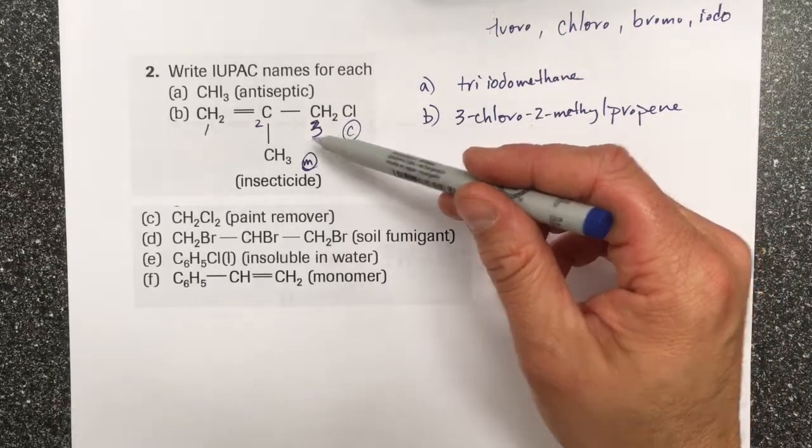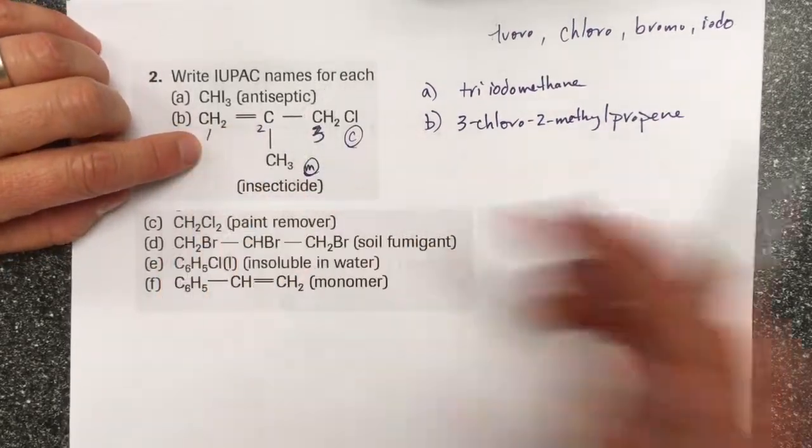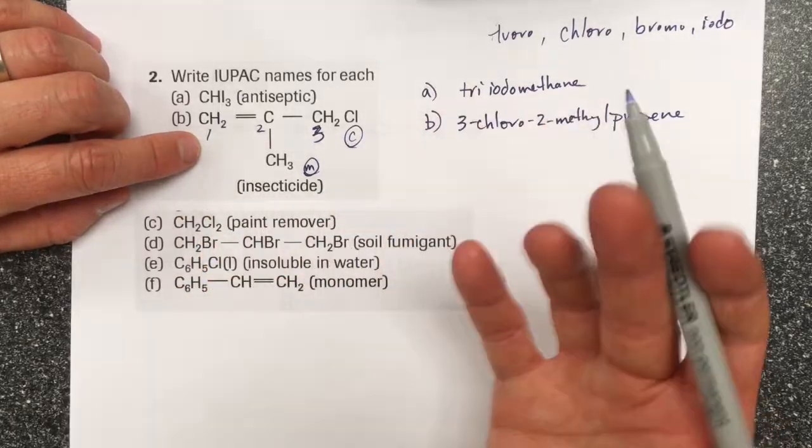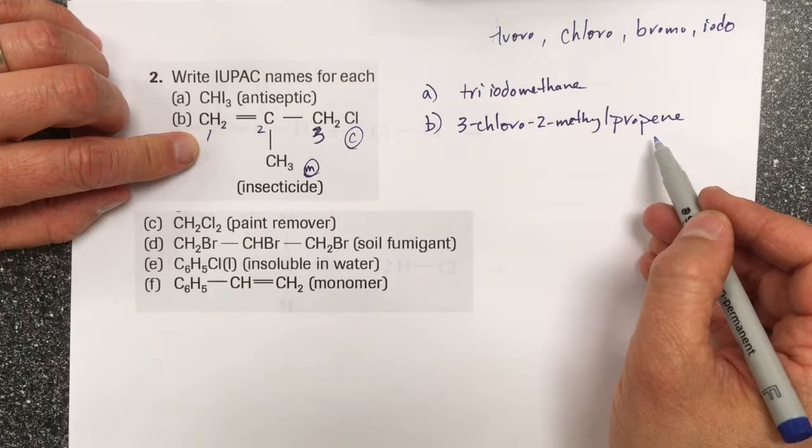Now the reason that I listed the C before the M is alphabetical order, but the reason that I put a 3 on the chloro is that this is an alkene, and I will always pick the alkene to be on the first carbon or the earliest carbon. Propene can only have a double bond on its first carbon.